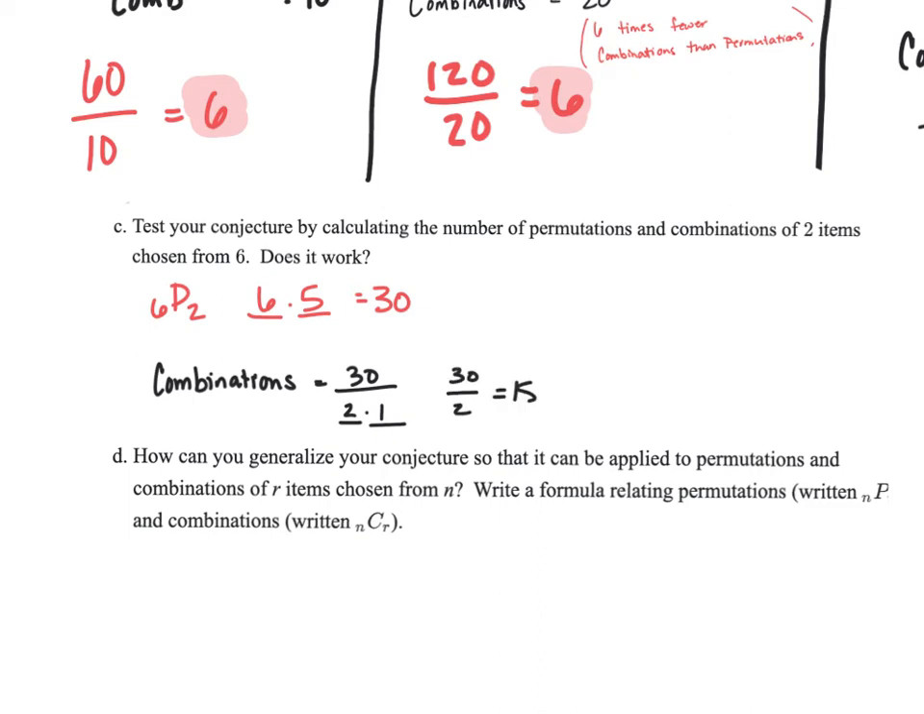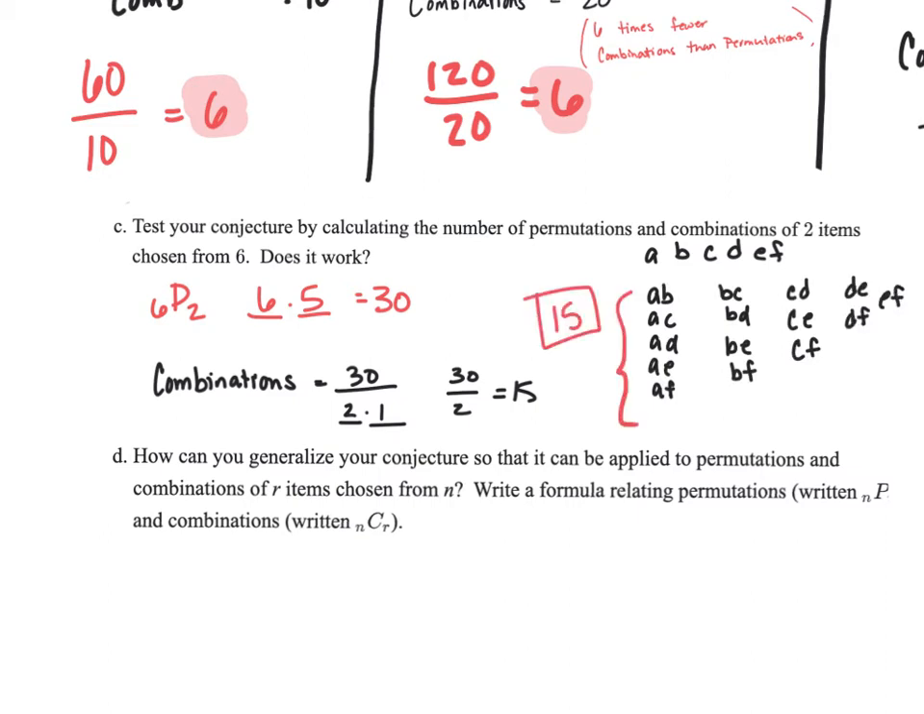So I should have 15 combinations. One way to double check that would just be to number off 6 items and then make a list of all the ways that I can choose 2 if order doesn't matter. And as you can see by looking at this example, this method works. I made my list, I got 15. I looked at the combinations first and I said, all right, it's 30 permutations.